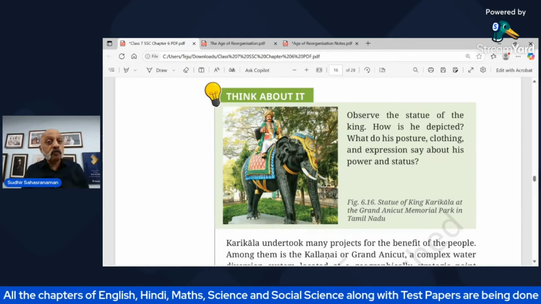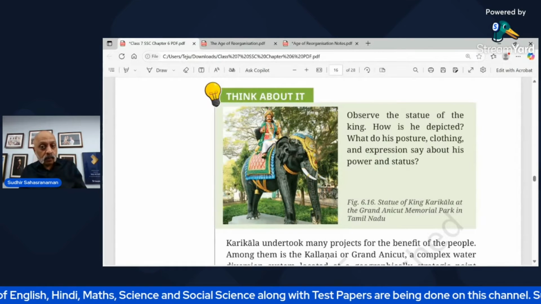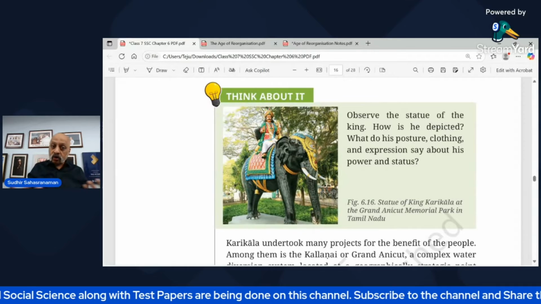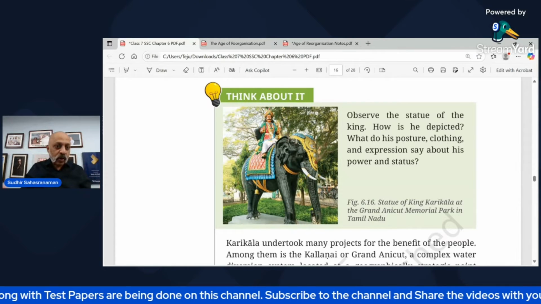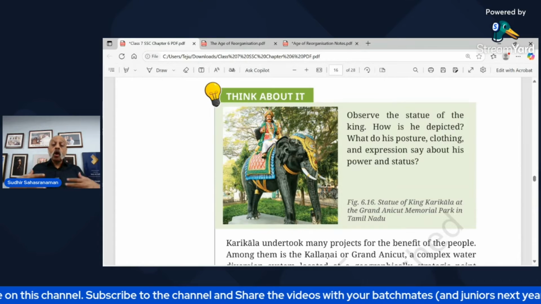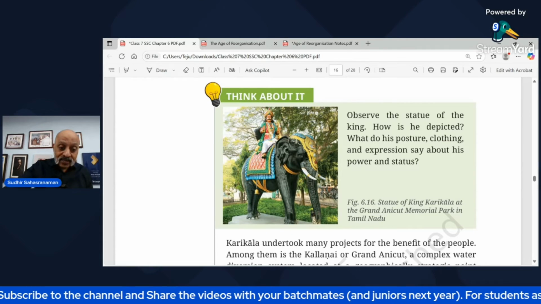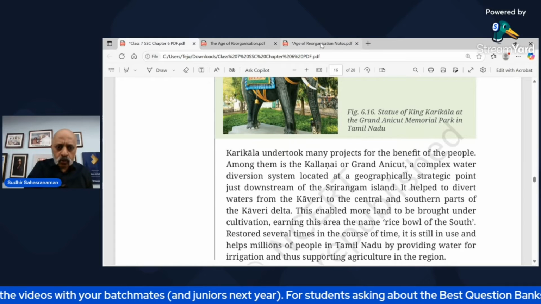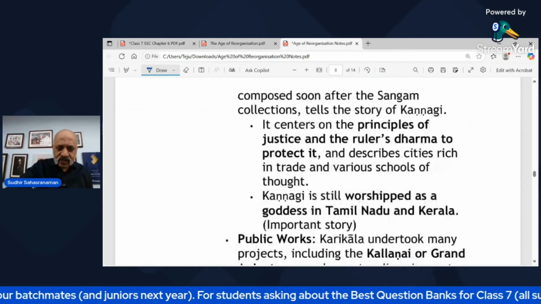This is the statue of King Karikala in Tamil Nadu, right? So you see him with a lot of splendor. He's sitting on a regal elephant. The elephant is well decorated, and he's having some kind of a seat, some kind of a throne on which he sat, right? So let me go back to the notes. Okay, so I have said all this.